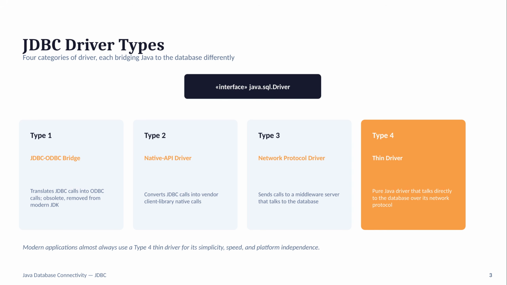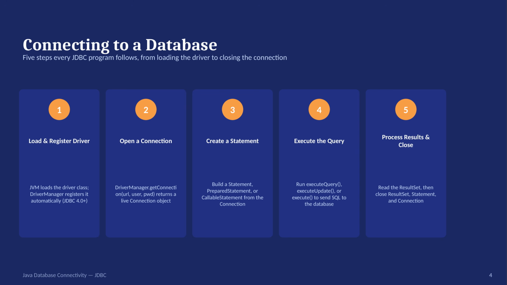JDBC driver types. JDBC provides 4 types of drivers for connecting Java applications to databases. Type 1, the JDBC ODBC bridge, is obsolete and no longer used. Type 2 relies on native database libraries, while Type 3 communicates through a middleware server. The most widely used is Type 4, also called the thin driver. It is a pure Java driver that connects directly to the database, offering high performance, portability, and easy deployment without requiring any native libraries.